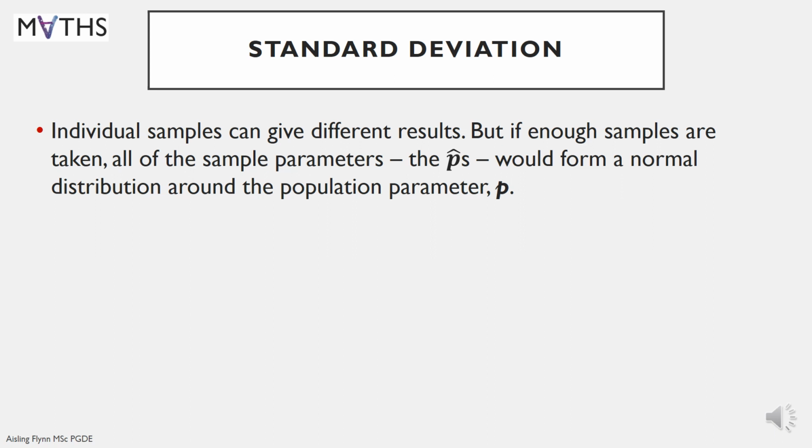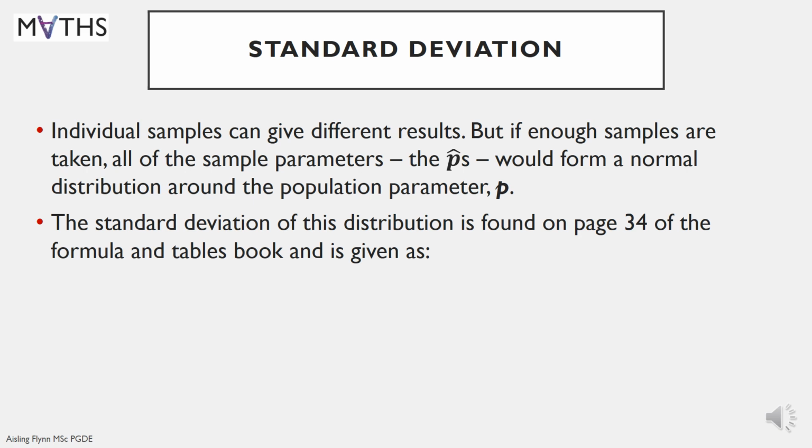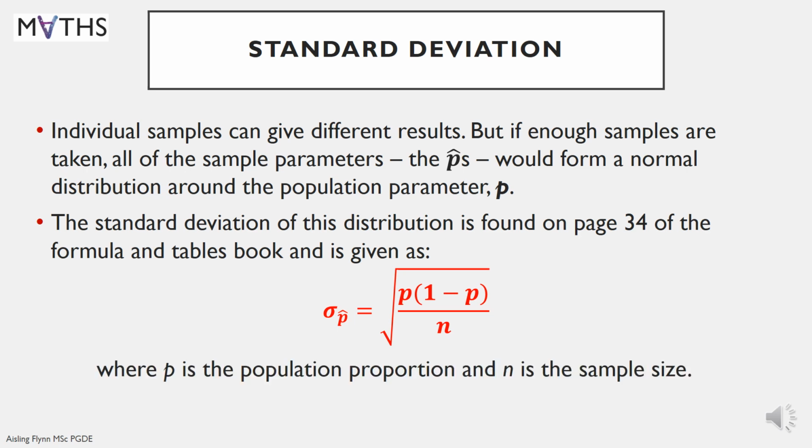Standard deviation. Individual samples can give different results. We saw that when we looked at sample variability. But if enough samples are taken, all of the sample parameters, so all of the p hats, would form a normal distribution around the population parameter p, so around the real value. The standard deviation of this distribution is found on page 34 of the Formula and Tables book, and it's given as this. So it's the standard deviation of all the p hats, and that's how you would calculate it, where p is the population proportion and n is the sample size. That's on page 34.